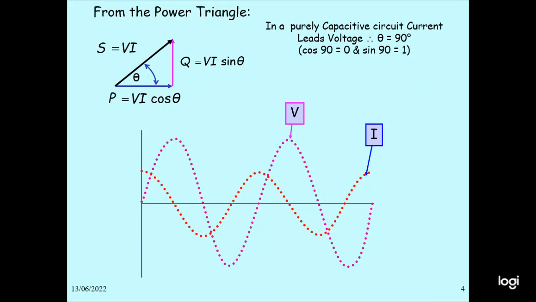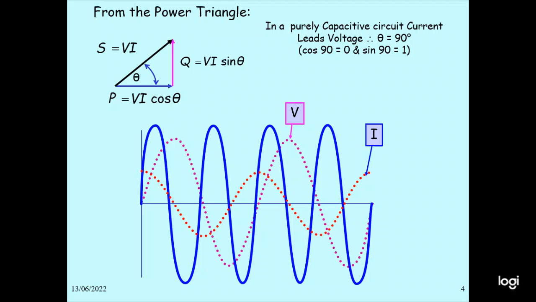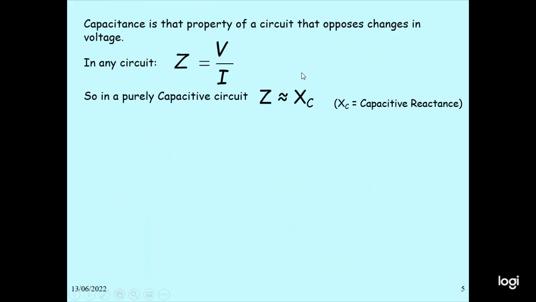And in this case, the power triangle: S equal to VI, angle theta, P equal to VI cos theta, Q equal to VI sin theta. In a pure capacitive circuit, the current leads the voltage, theta is 90 degrees. So this is the voltage here, the current here. Current leads the voltage by 90 degrees. So this is the power. This is Q, the reactive power Q equal to VI. Real power is 0.